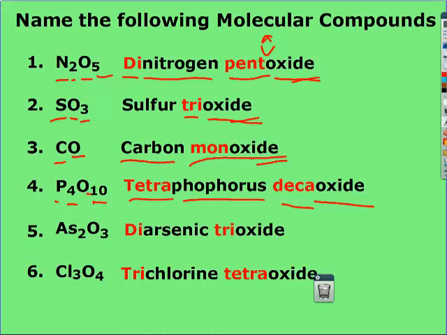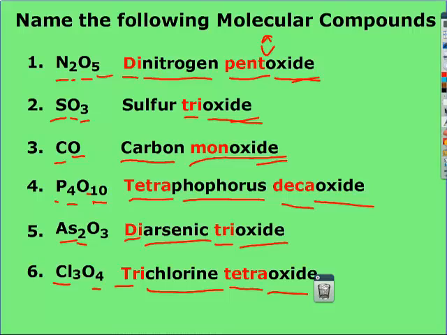Okay. Next one, I have 2, which is di. AS, arsenic. This one is trioxide. And then we have over here chlorine, because it's Cl, but we have 3 of them, so trichlorine. And then we have tetra, because there's 4 oxygens, oxide, tetraoxide. And again, you're just putting those prefixes in the front of each of them based off of how many you have.